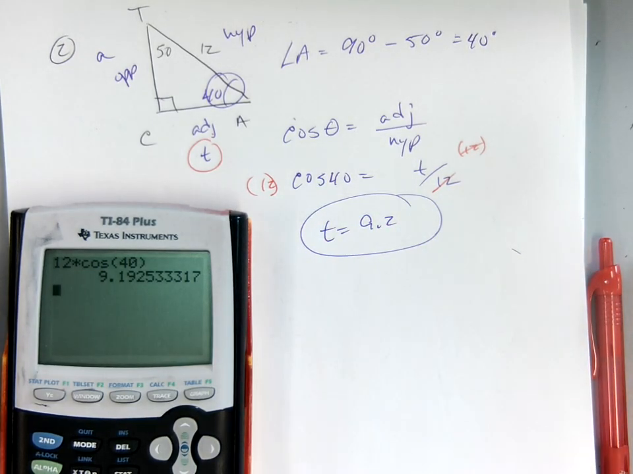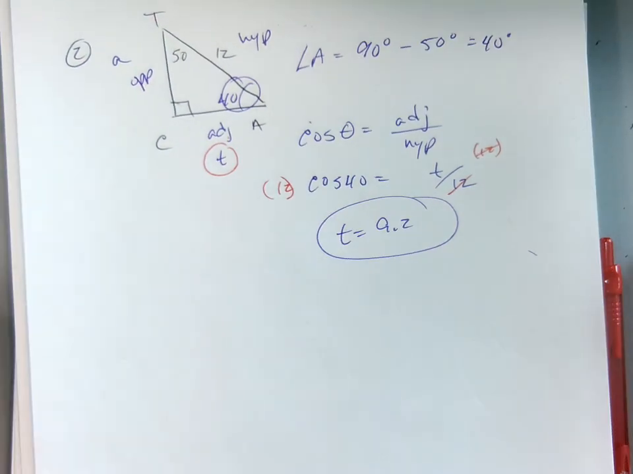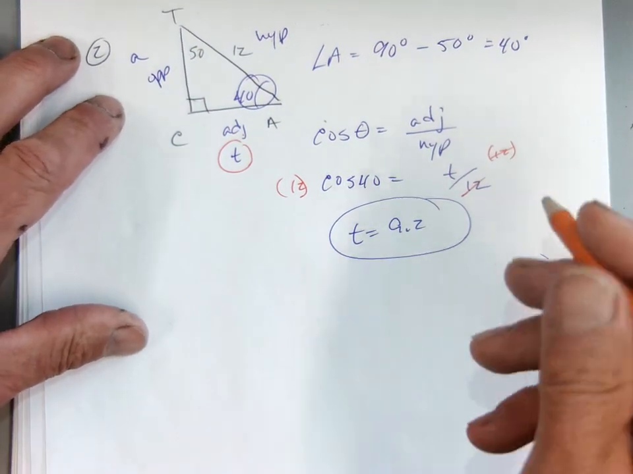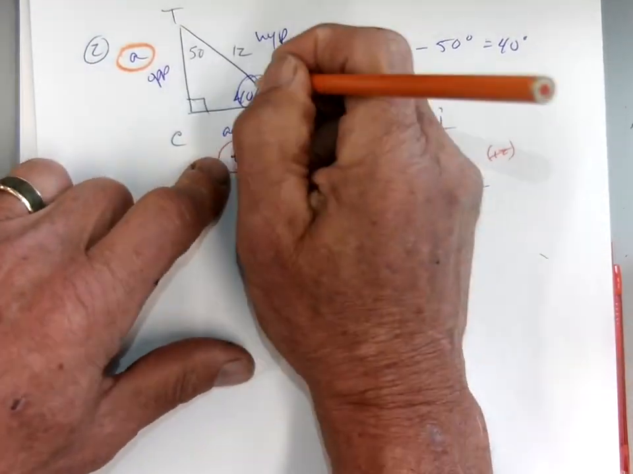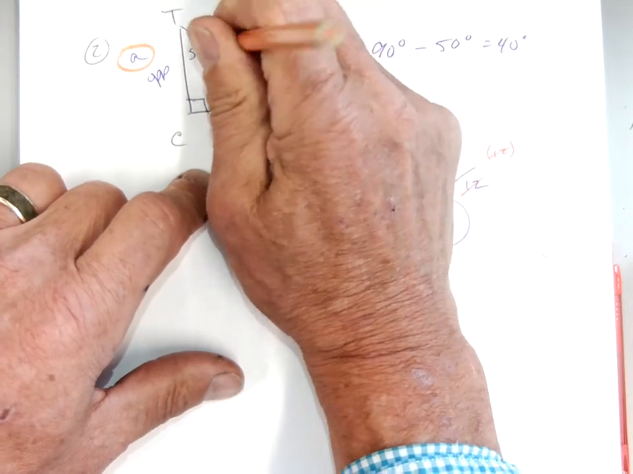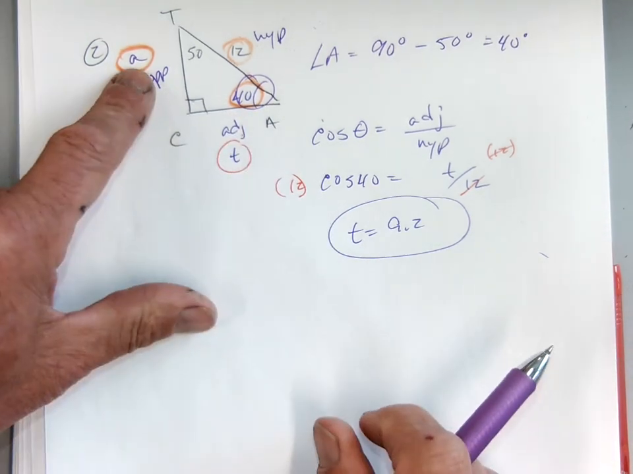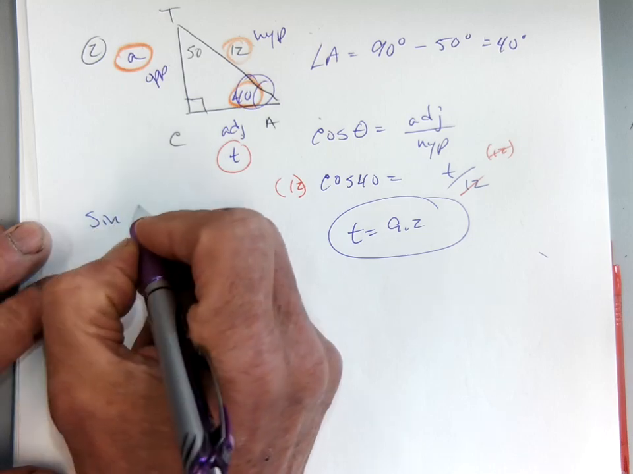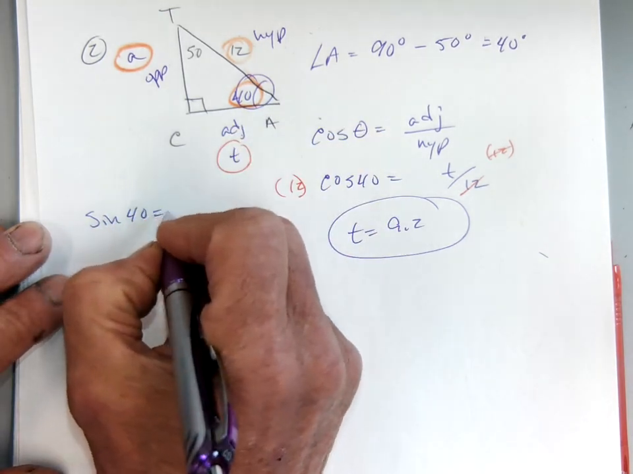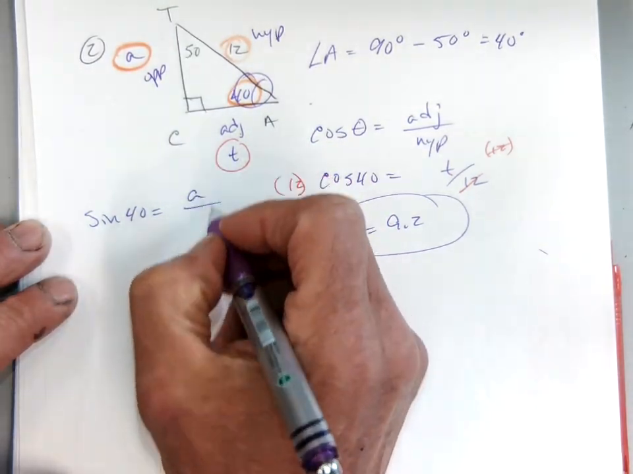All right. Now, I can also find little a. If I find little a, I've got my 40, I've got my 12. I could use Pythagorean's theorem, but I think the sine function's easier. Opposite, hypotenuse. I'm just going to use my sine function. Sine of 40 degrees equals my opposite over my hypotenuse, a over 12, okay?